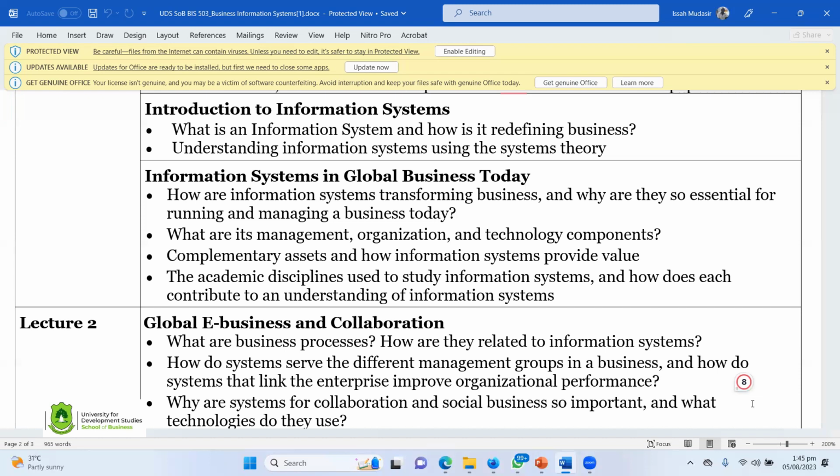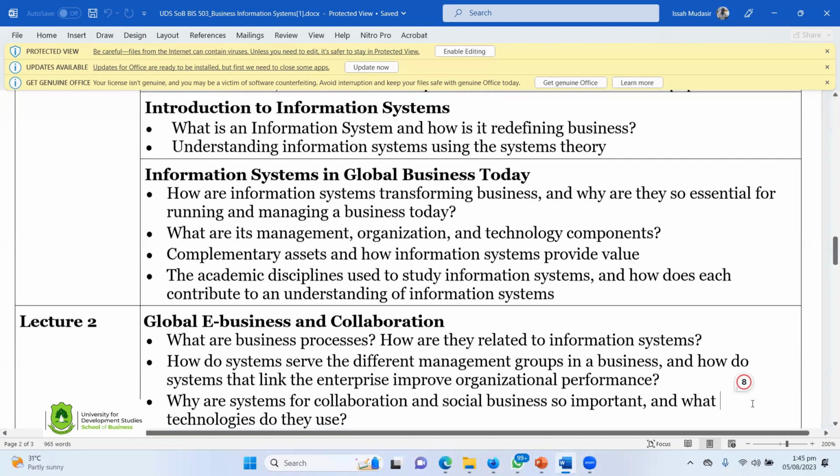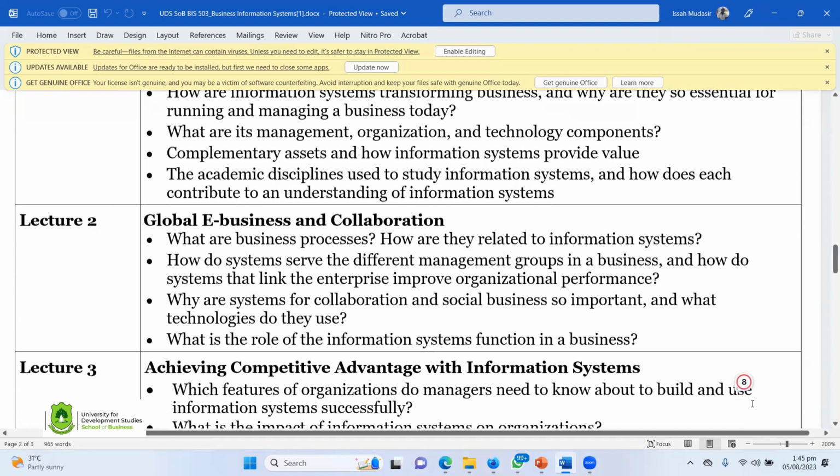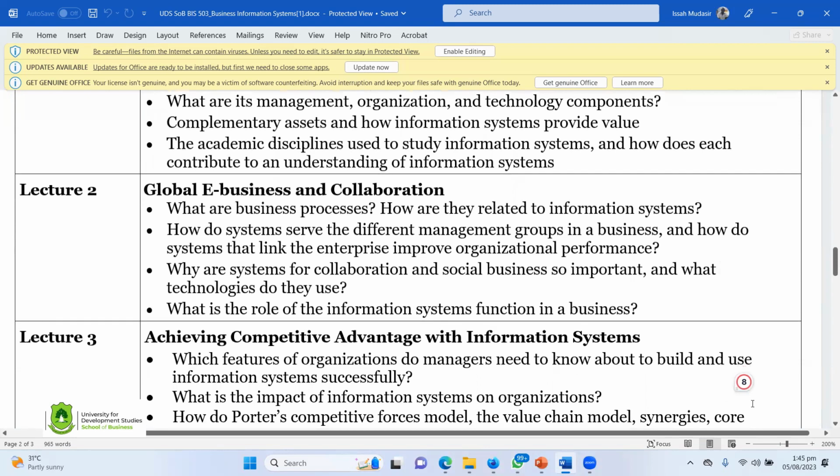So the second part, we'll look at what we call complementary assets and how information systems can give us the value we want when we invest in complementary assets. Then the last part, I will just touch briefly on the academic disciplines used to study information systems. So somebody here may be thinking, if you say you hold a PhD in information systems, well, at undergraduate level, there's no degree in it. So how can I go and do a PhD in information systems?